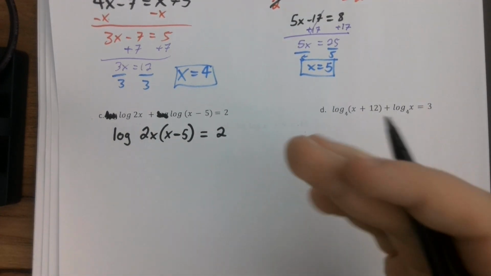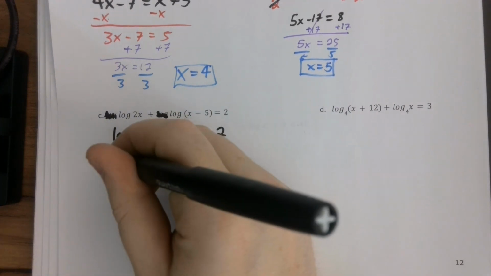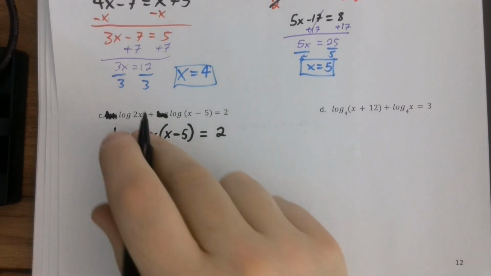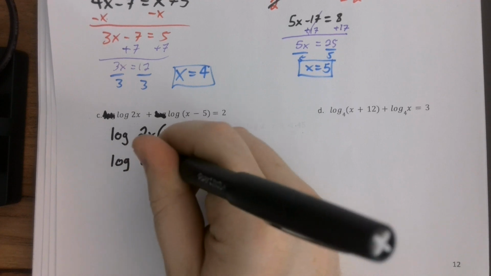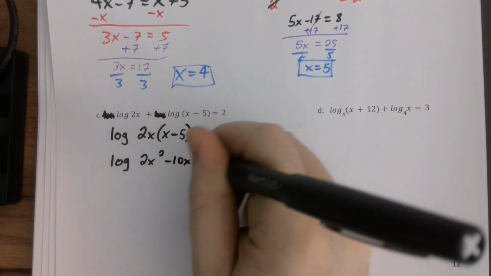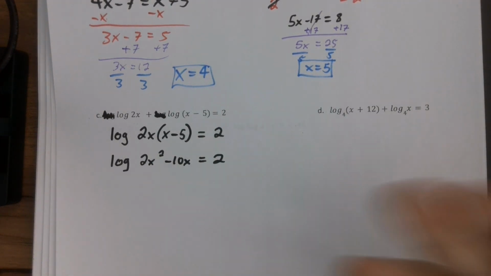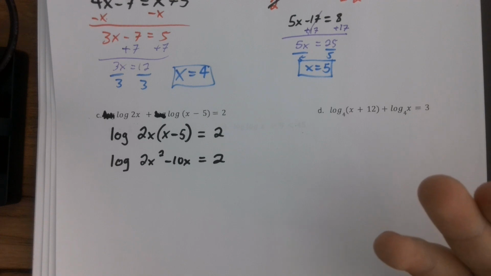Can we simplify 2x times x minus 5? I think we can. Let's make it into one term. This would be the same as log of 2x times x is 2x squared. 2x times negative 5 is negative 10x. That'll equal 2. And once again, how do we get rid of a logarithm like this?